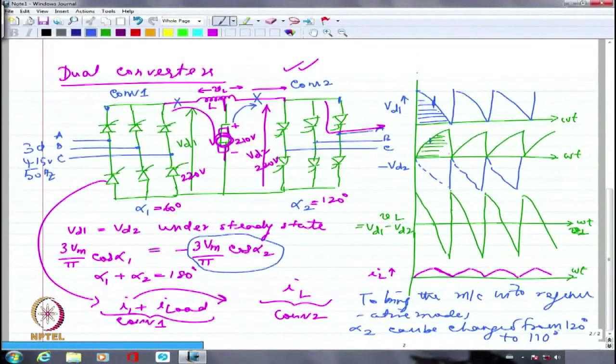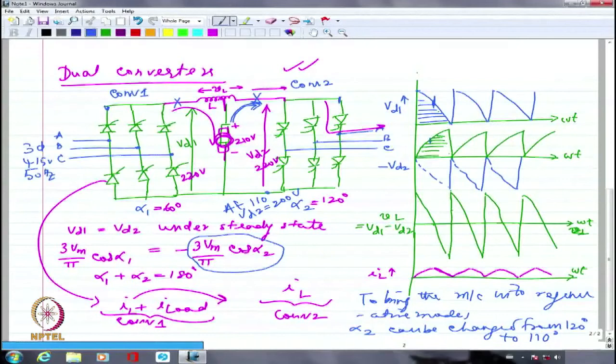I am just saying 110 because I am assuming that at 110, maybe I would have already gotten 200 volts or 205 volts. So now if I have only at 110 degrees, if I am going to have VD2 equal to say 200 volts, then what will happen? Automatically this current will start flowing from the machine into converter 2.